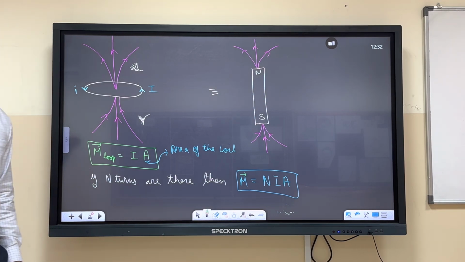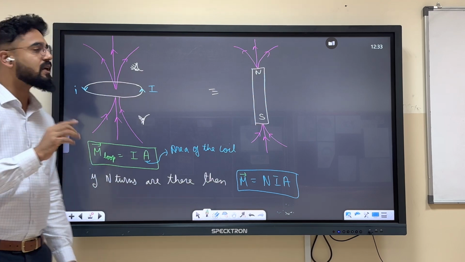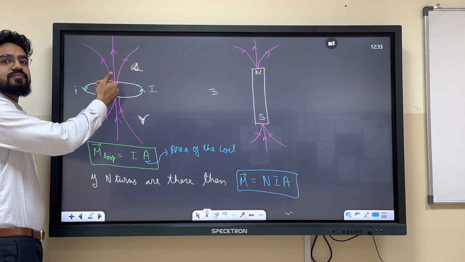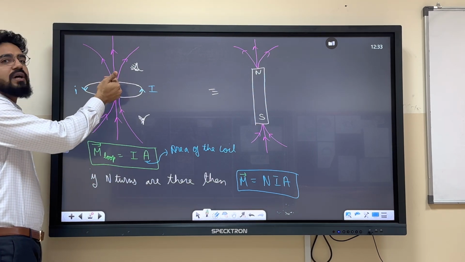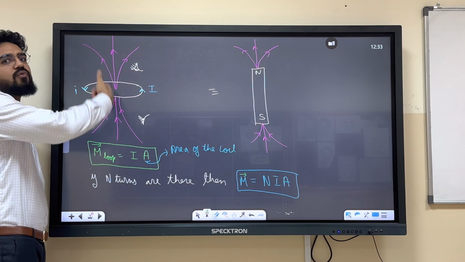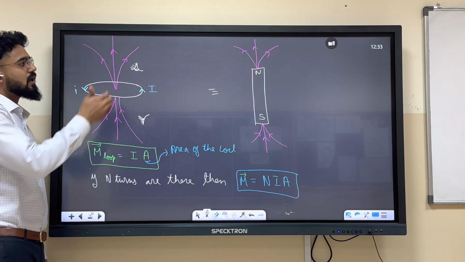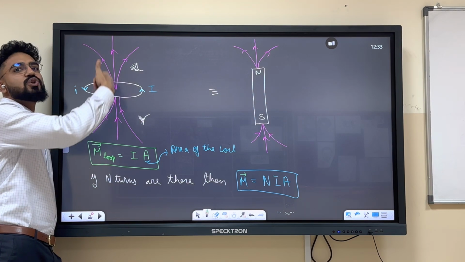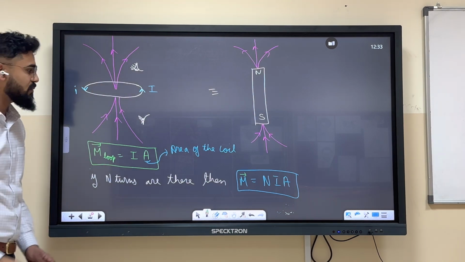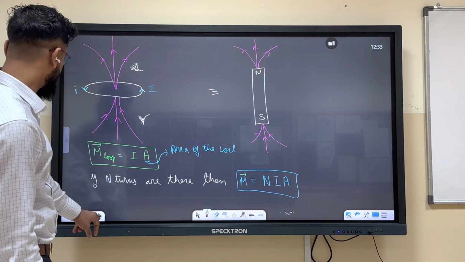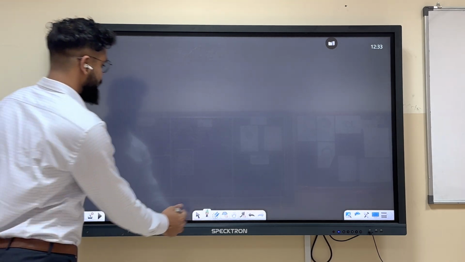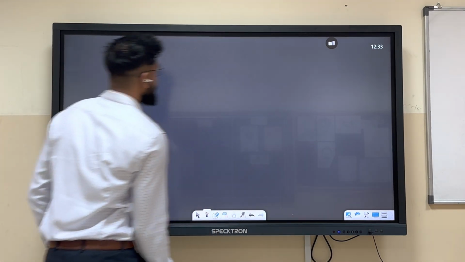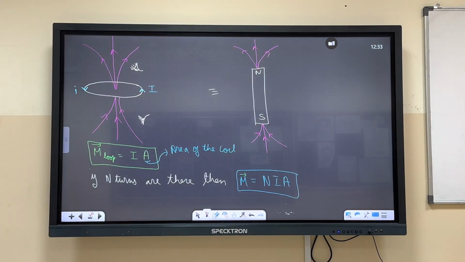When we have to write down the direction of magnetic moment, then curl your fingers in the direction of current. Thumb will show us the direction of magnetic moment. Curl your fingers in the direction of current. Thumb will show us the direction of magnetic moment. So we can write this point on the next page.